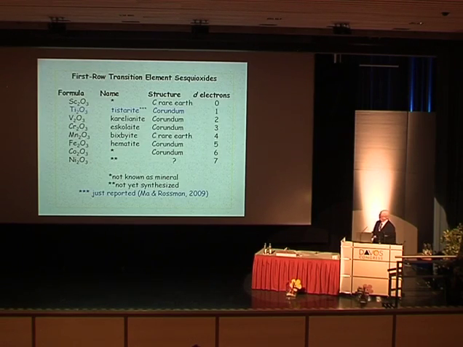These are the known first row transition element sesquioxides, and one was just reported this year by Ma and Rossman, a titanium Ti2O3, called tistarite, with the corundum structure. And then all of these others occur as minerals. Bixbyite is not quite the corundum structure. It's a C rare earth structure.